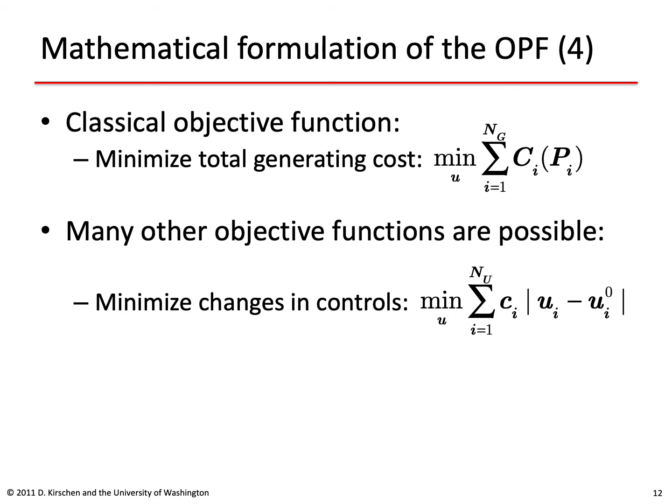For example, it's often desirable to minimize the changes that are made in the controls, because moving too many controls is somewhat undesirable. So this could be done by minimizing over the set of all the controls the sum of the absolute value of the deviations of these controls from a reference point, and this sum might be weighted by some arbitrary cost associated with each control. Another objective function that is often used is to minimize the system losses. And there are lots of other possibilities that have been defined, particularly in the context of electricity markets.